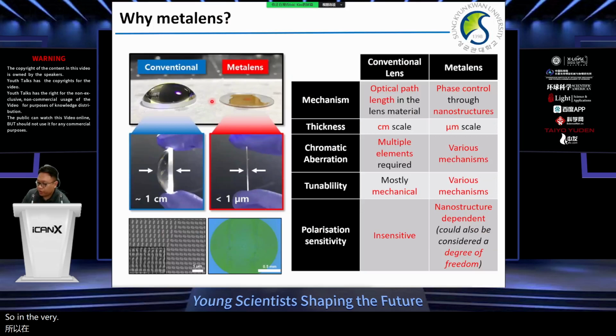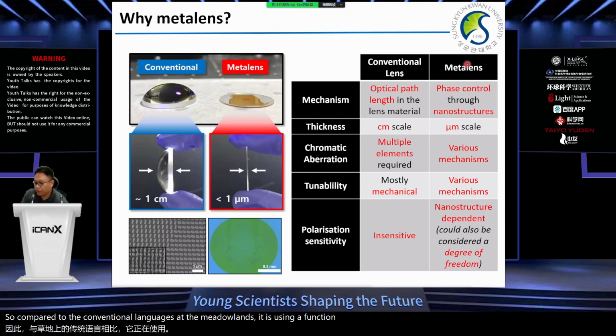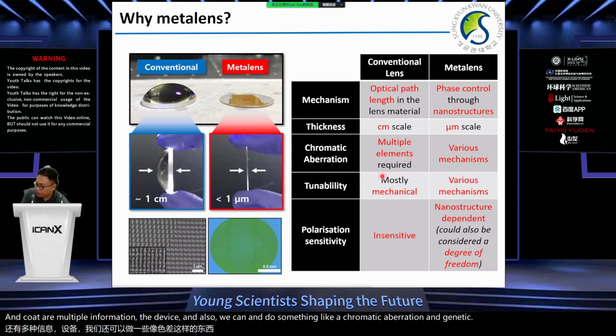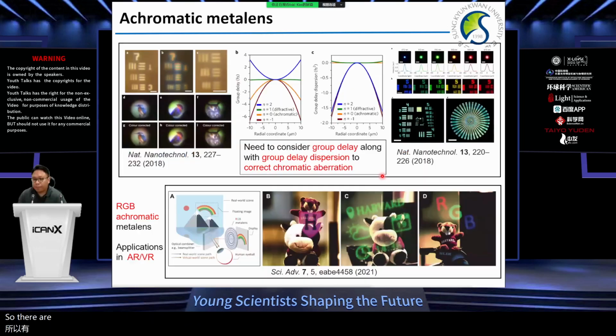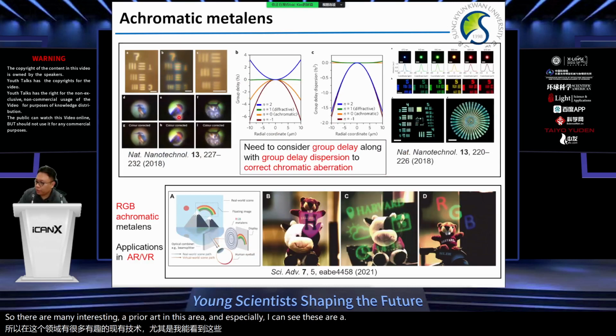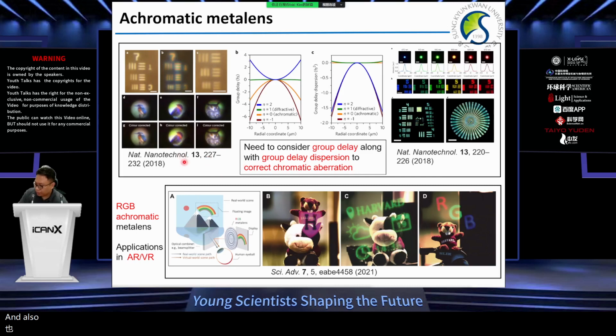So in the very first slide, I introduced metal lenses. Compared to the conventional lenses, the metal lens is using a functional nanostructure. Based on this nanostructure design, we can encode multiple information in the device, and also we can do things like chromatic aberration control and tunability and so on. There are many interesting prior arts in this area, especially these achromatic metal lenses, and they can also be used for AR VR displays.